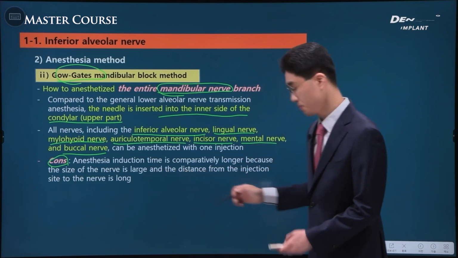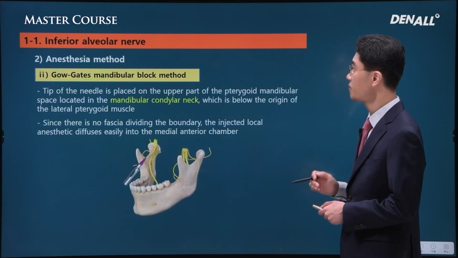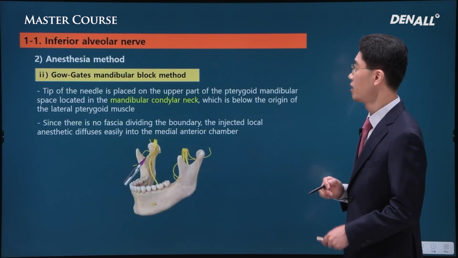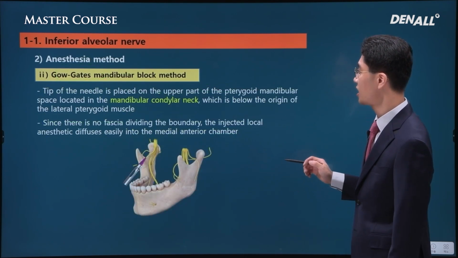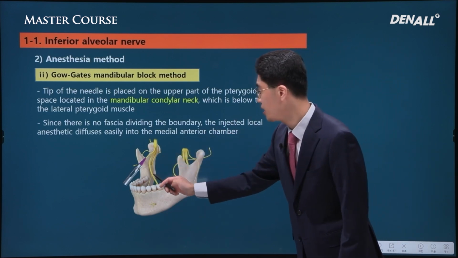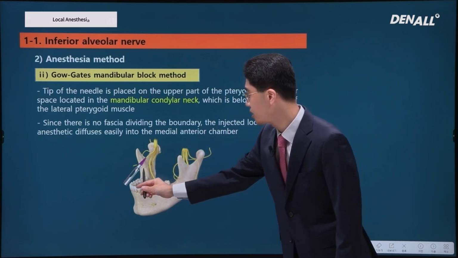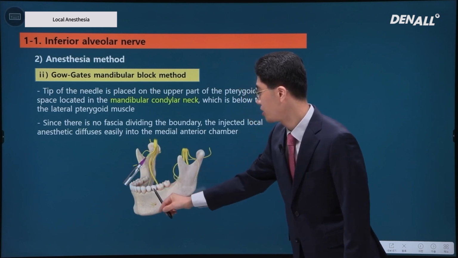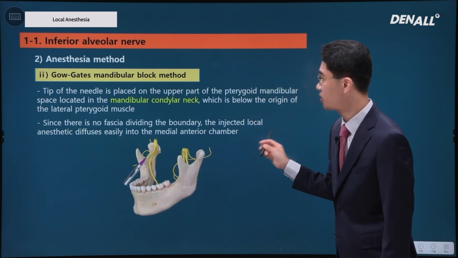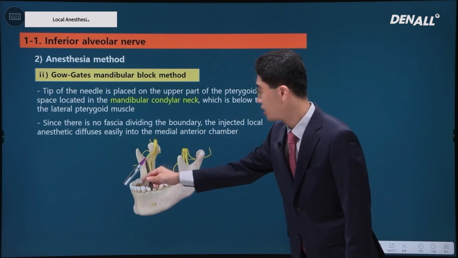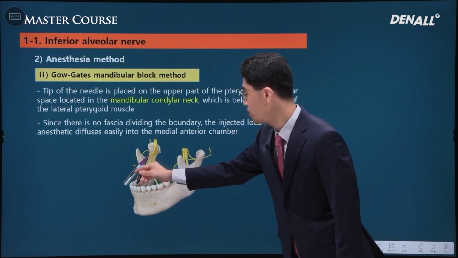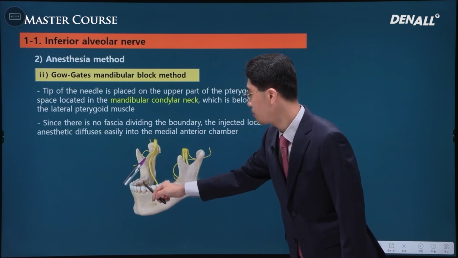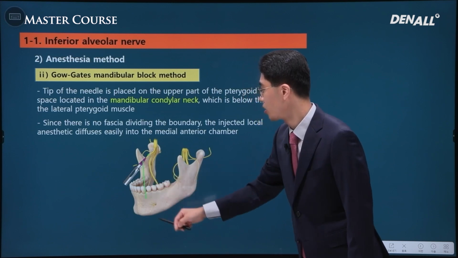Let's look at the image once again. The needle angle looks too similar towards this side, but actually, if you look at a different image, which I'm going to show you later, the needle is going in from the other side, from the canine on the other side towards this area.